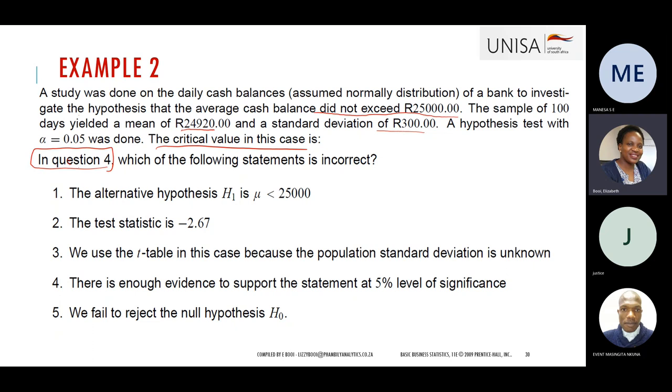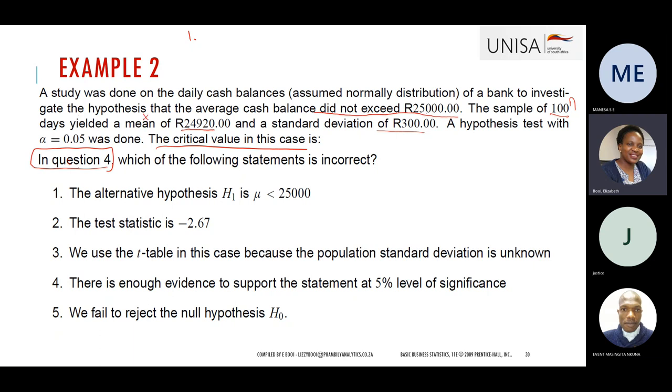So there is our statement. Now you need to pay attention to the statements, because we need the six steps of hypothesis testing. So let's start with the first step of hypothesis testing by first looking at what we're given. It says the average balance did not exceed 25,000. That's what the researcher wants to prove. We are also given the sample size, which is our n.